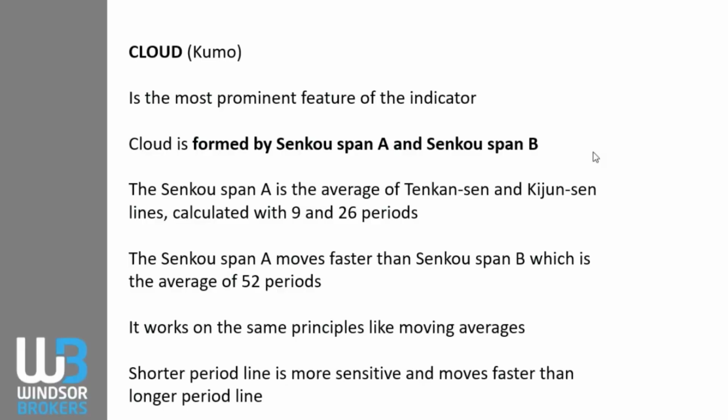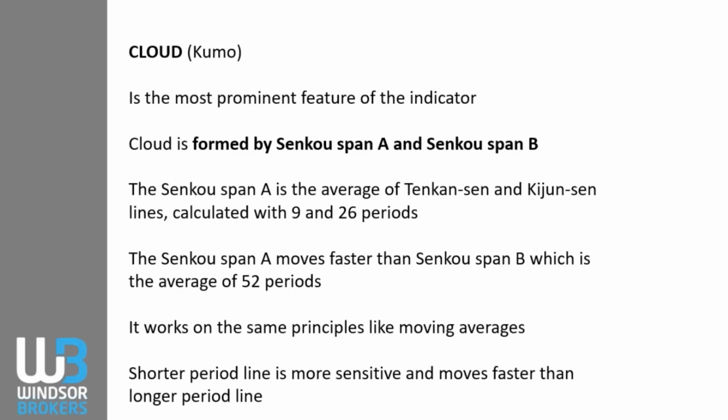We're going to talk now about the cloud. As I said, the cloud, Kumo, is the most prominent feature of this indicator. As we already mentioned, it's formed by 2 lines, Senkou span A and Senkou span B. Senkou span A is the faster, as it is the average of the Tenkan-sen and Kijun-sen lines calculated with the 9 and the 26 periods, while Senkou span B is the slower one, which is created on an average of 52 periods. Again, to repeat, it all works on the same principles as moving averages. So there is nothing very difficult in this case.